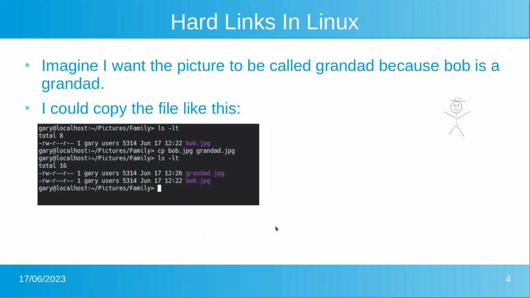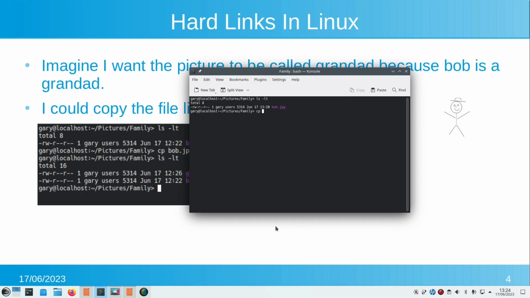If I want the picture to be called Grandad, because Bob is also a Grandad, I could copy the file like this. But if you think about it, Bob and Grandad.jpg are now two separate things. They're two separate pictures. So if I edit the picture of Bob, Grandad stays the same and Bob looks different. So they're no longer one and the same thing. But they are. Physically they are. Bob and Grandad are the same thing. So that doesn't really work.